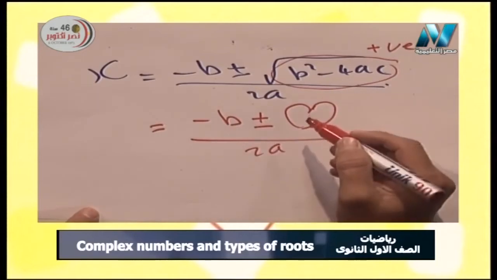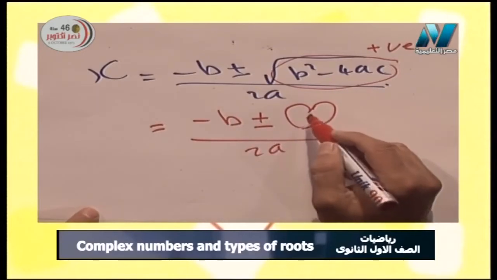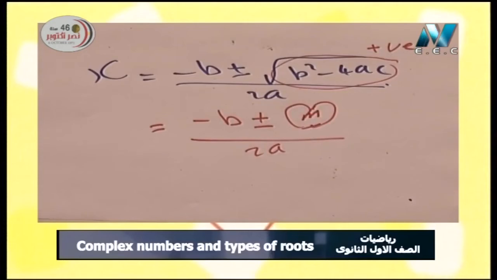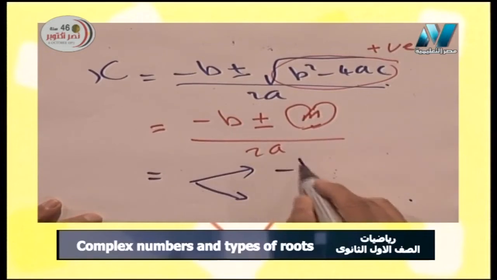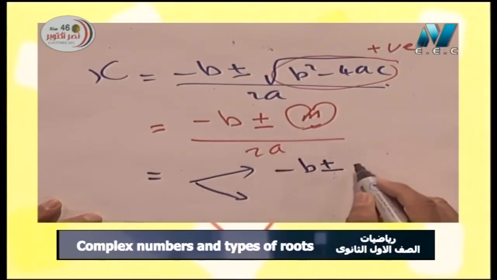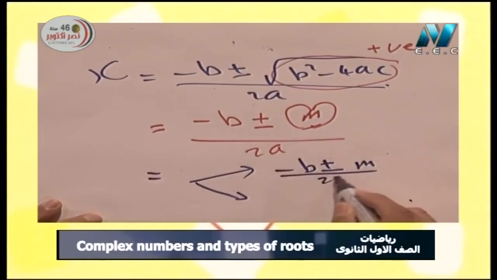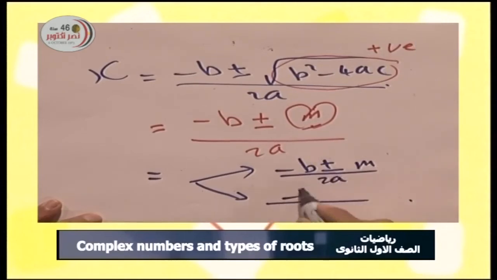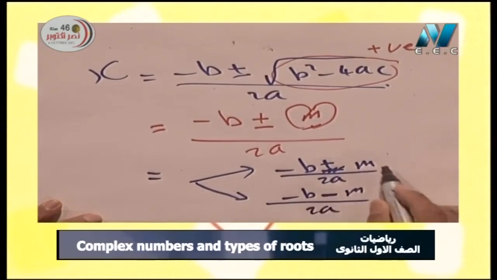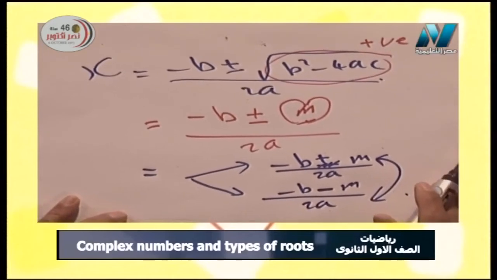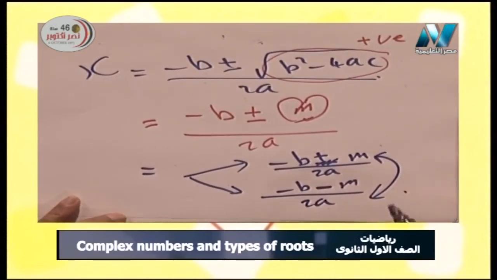Say this number equals m. So the answer will equal negative b plus or minus m over 2a, that is negative b plus m over 2a, or negative b minus m over 2a. So they are two numbers, two different real numbers, belonging to R.